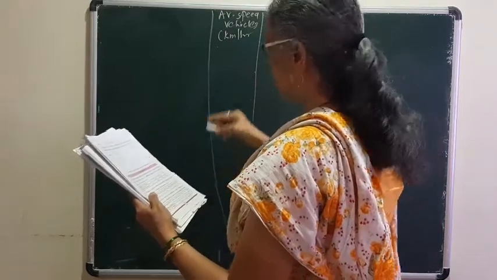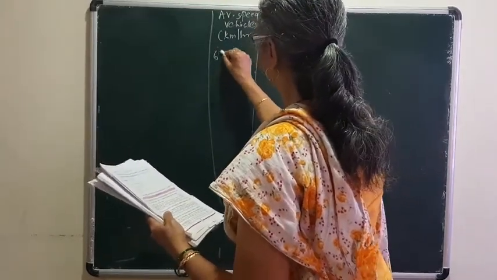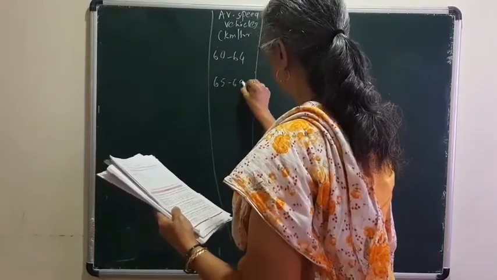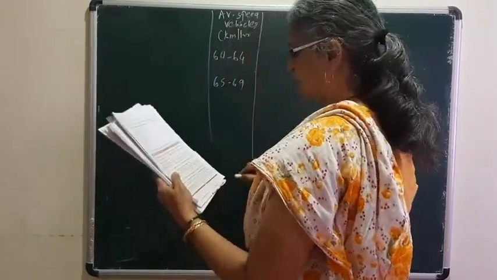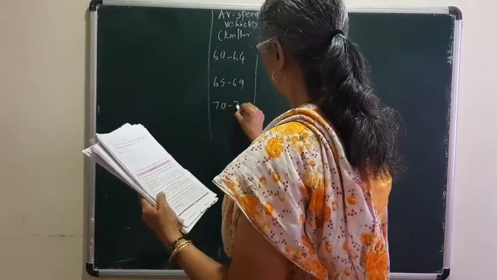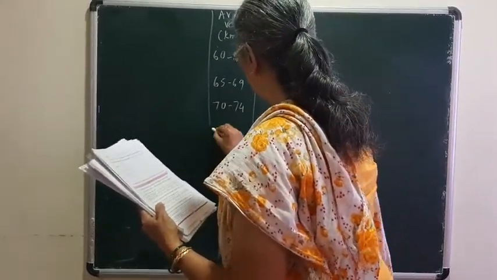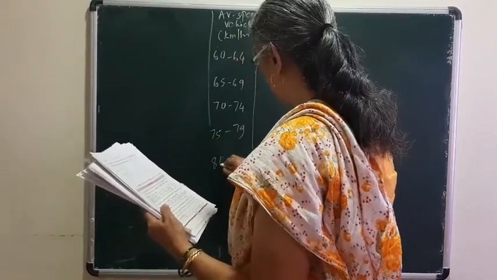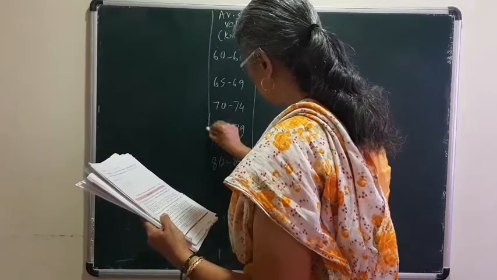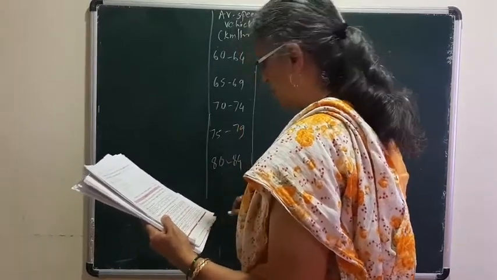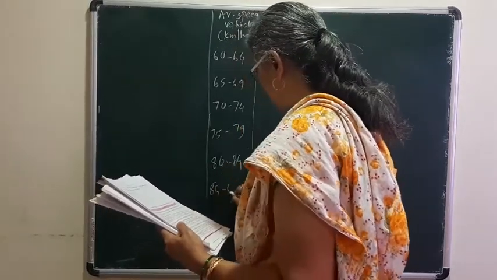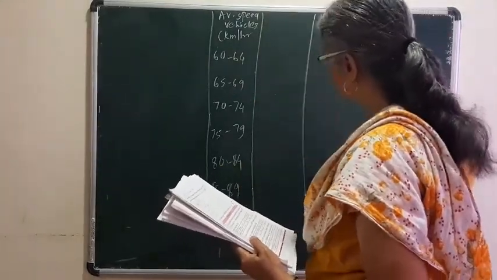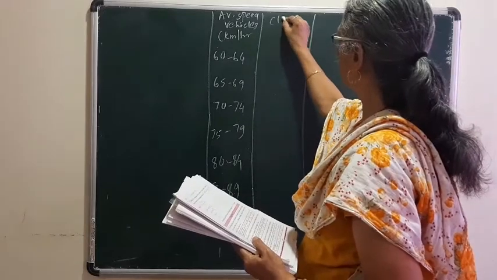There is a mistake in the sum in your book, so make it like this: 60 to 64, then 65 to 69, then 70 to 74, then 75 to 79, 80 to 84, and 85 to 89. These classes are given somewhat wrong in your book, so make them correct first. Got it? Now the classes are not continuous, so you have to make them continuous first.